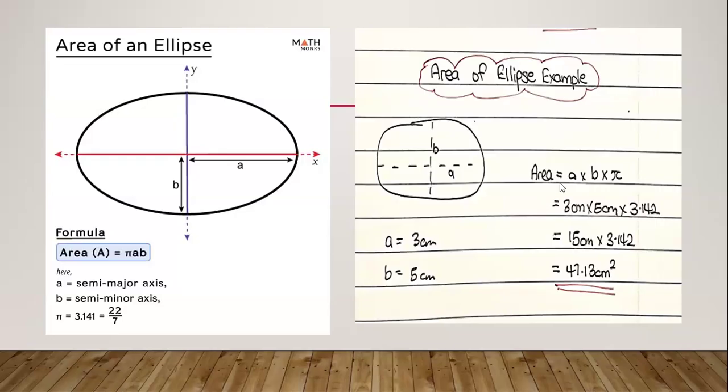So they give us that A in this case would be 3 cm and B 5 cm. We go 3 cm times 5 times 3.142 and we work it out. This square here represents that we're doing area. It might seem simple, but when we leave this out, there would be something wrong with our answer.